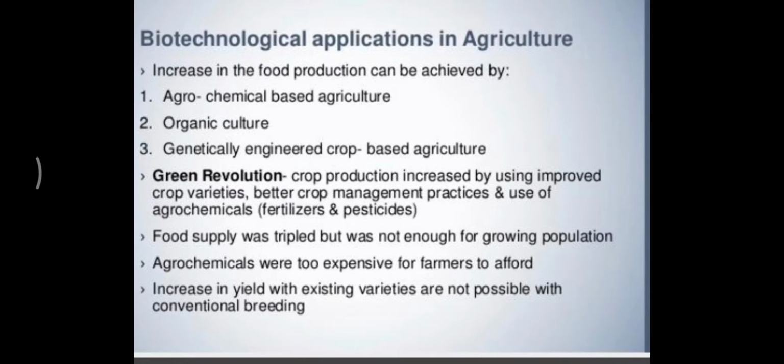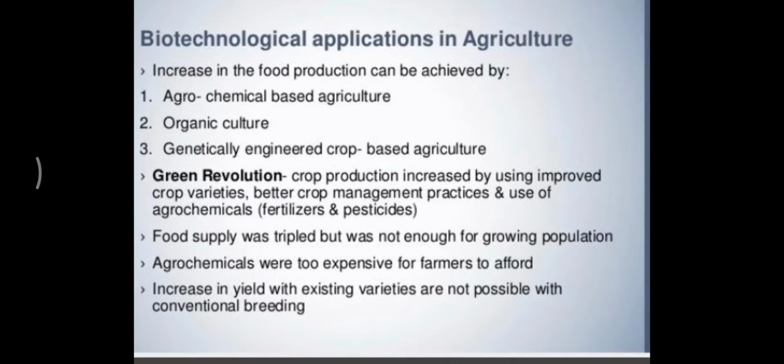Now, when we talk about agriculture, then agriculture basically deals with increase in food production, and this food production can be increased by various methods. This food production needs to be increased because the growing population's demands need to be fulfilled. So, there are different ways by which the yield or the food production was tried to increase. The first method is agrochemical based agriculture, the second includes organic farming or organic culture, and the third method includes genetically engineered crop based agriculture.